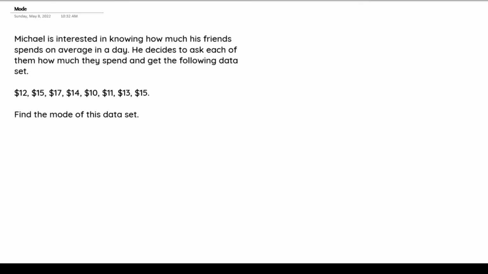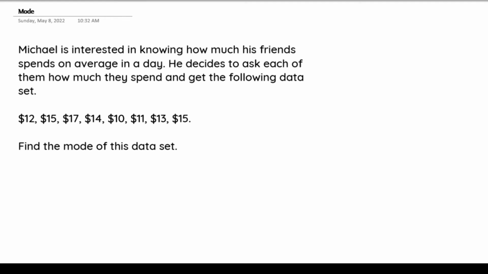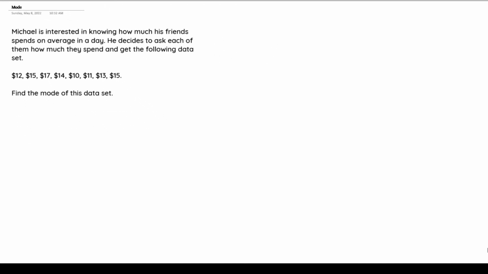Our question says that Michael is interested in knowing how much his friends spend on average in a day. He decides to ask each of them how much they spend and gets the following dataset. So we have $12, we have $15, we have $17, down to $15. The question says we should find the mode of this dataset.